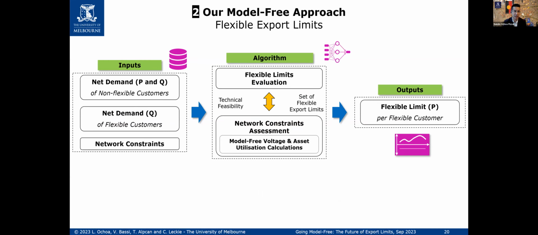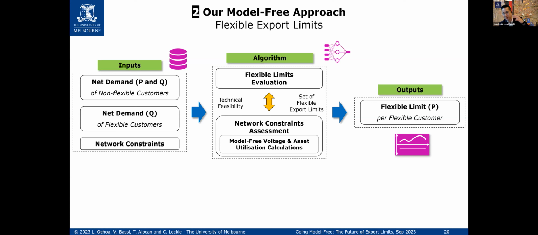If we want to get more sophisticated, perhaps we can do something like the model-free approach. And how would you do it? Well, you will have your inputs for that particular scenario that you are going to assess the exports. So you define the net demand of those non-flexible customers, the demand and reactive power of the flexible customers that you are going to consider for that scenario, and your network constraints, so for the voltages, the assets, etc. In terms of the algorithm, you then start really evaluating the corresponding flexible limits by assessing, for different sets of flexible export limits, what happens to the voltages and what happens to the assets.